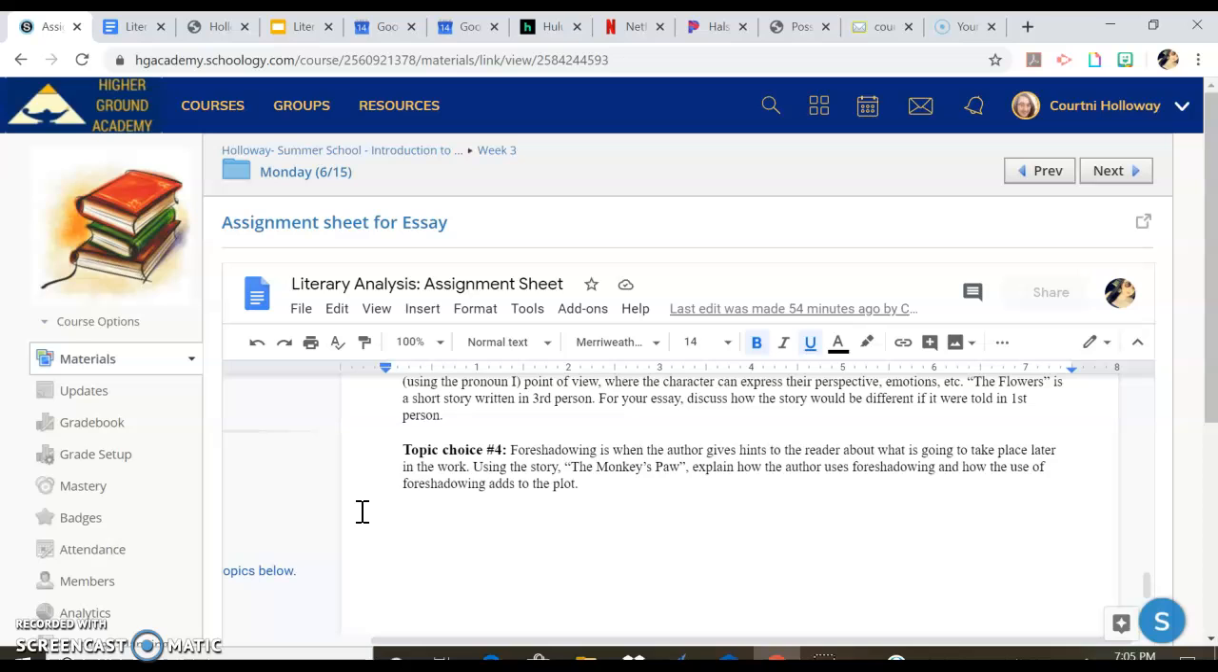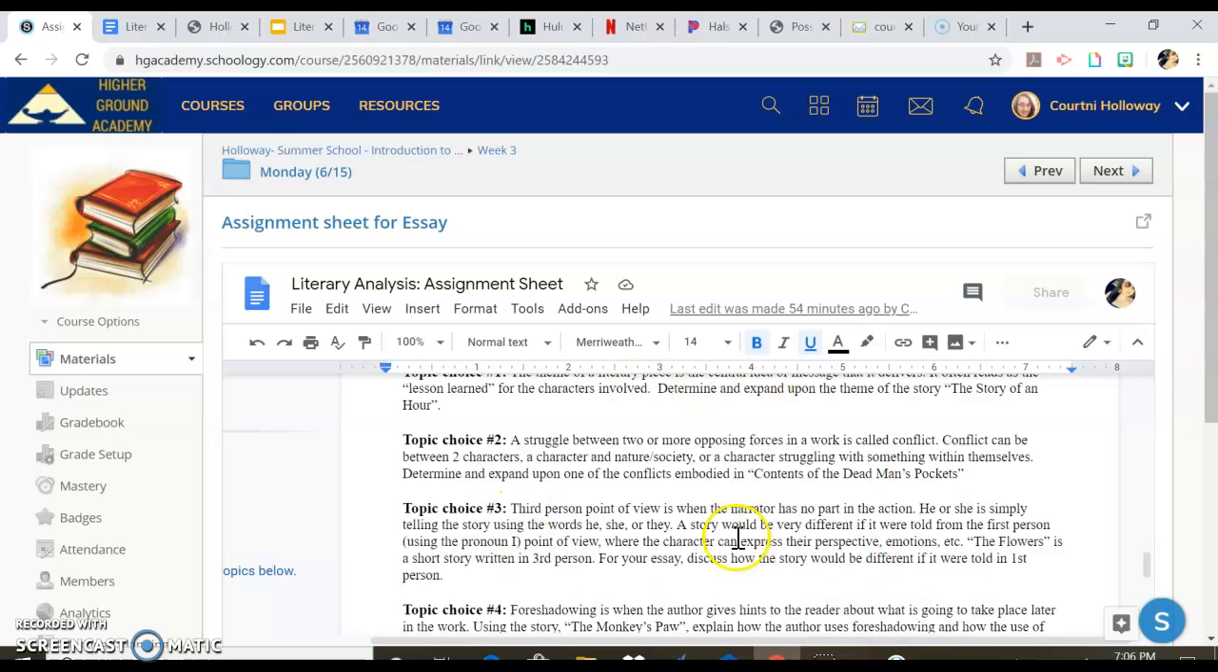And then topic choice 4 is the pairing of foreshadowing and The Monkey's Paw. So for this one, you are taking the many examples of foreshadowing in The Monkey's Paw and talking about how the author of that story uses foreshadowing to add to the plot. And you would be writing a thesis saying, like, foreshadowing in The Monkey's Paw does this to enhance the plot of The Monkey's Paw.